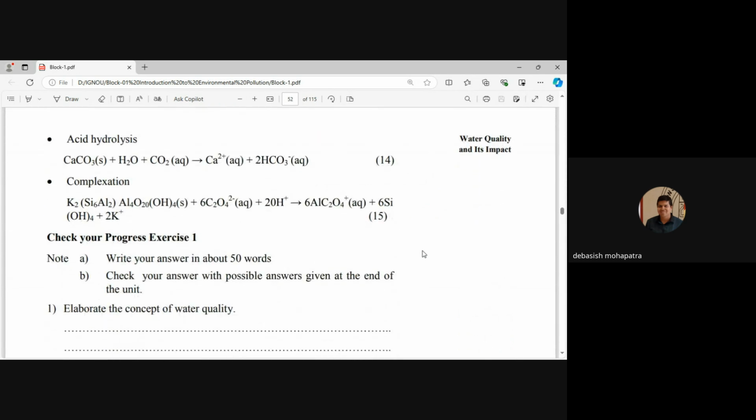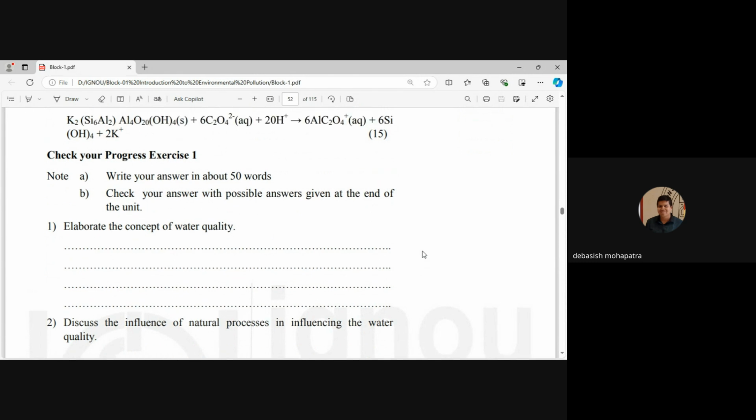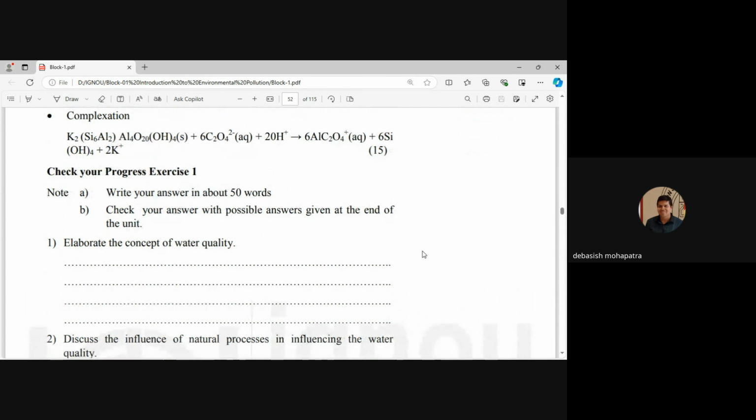Then acid hydrolysis: calcium carbonate plus water gives CO2 plus calcium plus 2HCO3. Then complexation, so K2 plus Al4O2 plus C2O4 gives Al2O4 and aluminum carbon oxide.